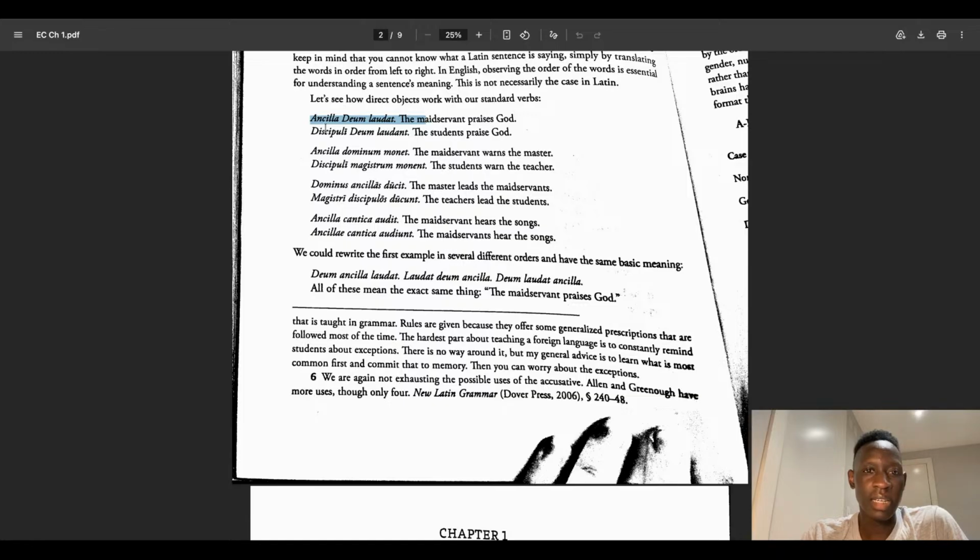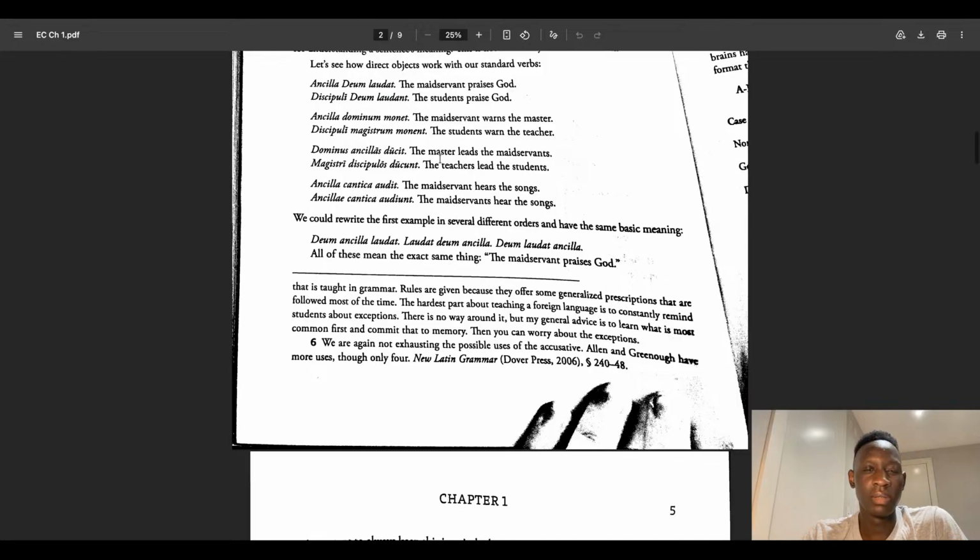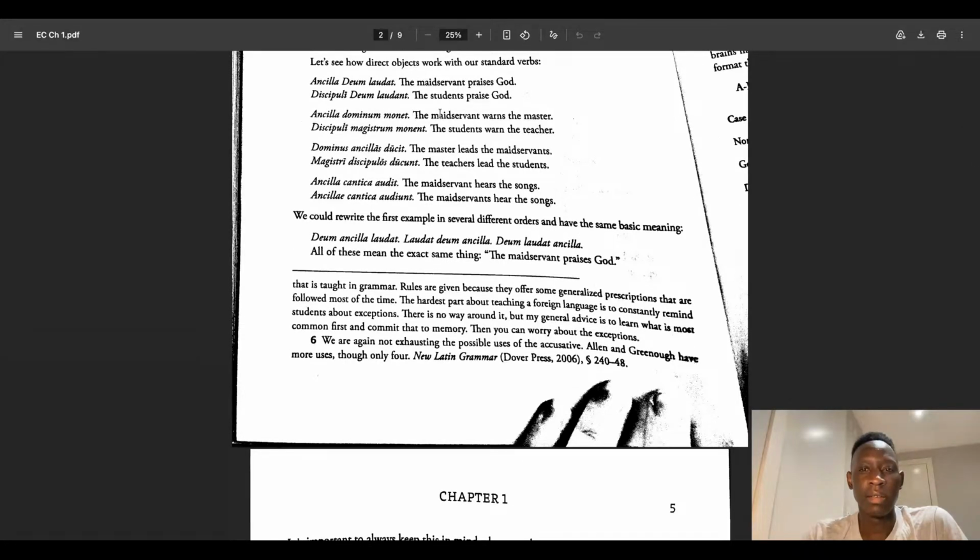Ancilla Deum laudat, maid servant praises God. Discipuli Deum laudant, the students praise God. Ancilla Dominum monet, maid servant warns the master. Discipuli magistrum monent, the students warn the teacher. Dominus ancillas ducit, the master leads the maid servants. Magistri discipulos ducunt, the teachers lead the students.